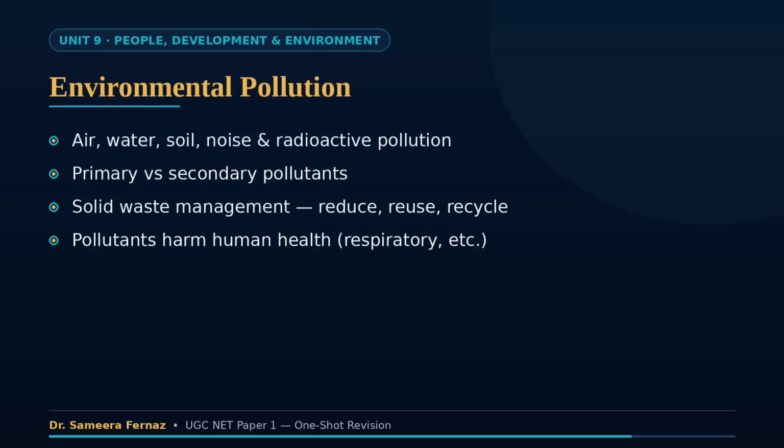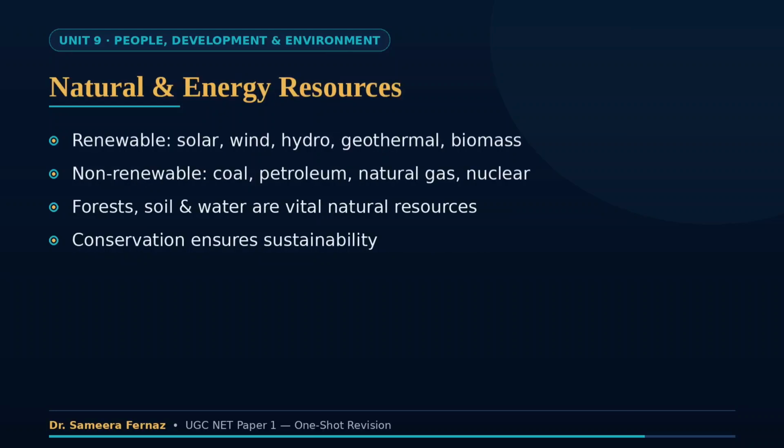Environmental pollution. Pollution comes in many forms: air, water, soil and noise. Pollutants can be primary or secondary. For waste, follow the 3 rules. Everybody knows it: reduce, reuse and recycle. And never forget, these pollutants directly harm our health.